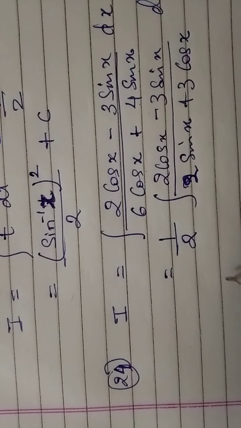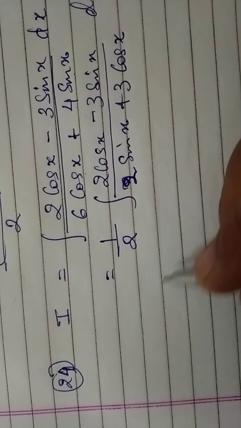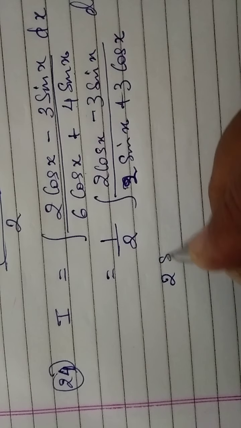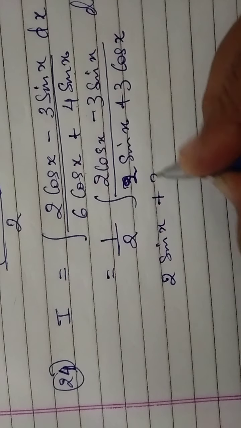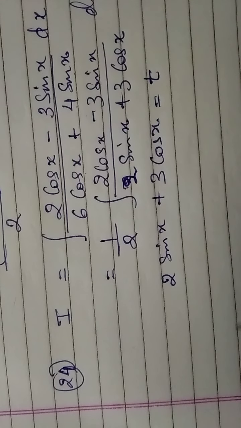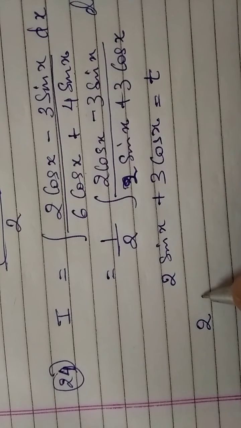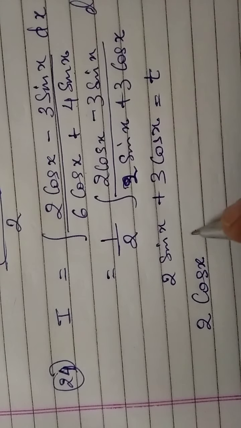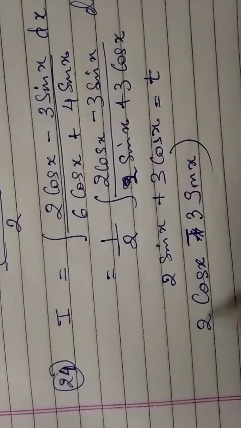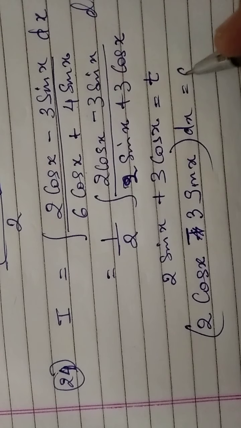Now let me see what I should substitute. So I think of substituting the denominator. So I say let 2 sin x plus 3 cos x, that is the denominator, suppose it is equal to t. Now let's differentiate. 2 is a constant, sin x differentiation is going to be cos x, plus 3 is a constant, cos x differentiation will be minus sin x. So what will happen here? It will be 2 cos x minus 3 sin x and the whole thing into dx is equal to dt.